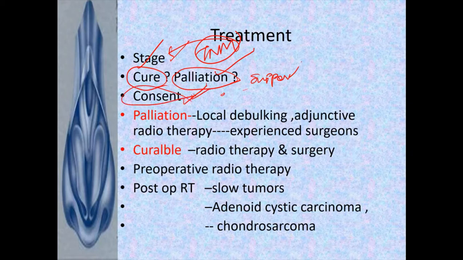Sometimes if the orbit is involved, the eye has to be removed. Palliation is by local debulking, adjunctive radiotherapy, and experienced surgeons. Any cancer treatment involves surgical therapy, chemotherapy, and radiotherapy. South Central Railway, remember: surgery, chemotherapy, and radiotherapy.